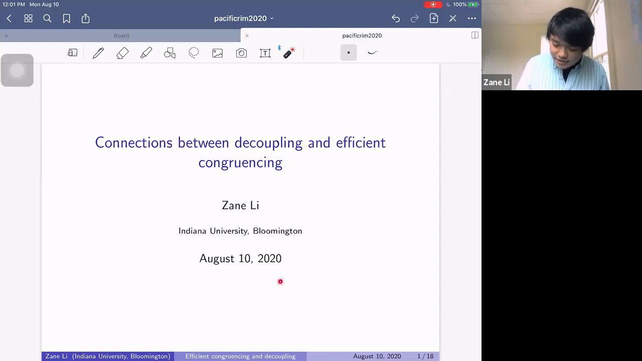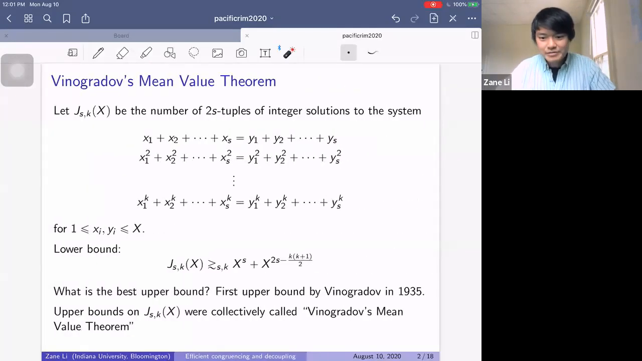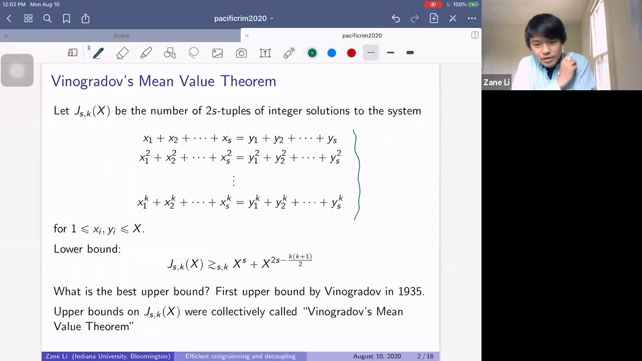So let's first describe what Vinogradov's mean value theorem is. We're given two integers, s and k. 2s will be the number of variables that we have, and k is the largest degree of the equation. We consider the following system, and we ask how many 2s-tuples of integer solutions there are to this system right here, where the x_i's and y_i's lie between 1 and x.